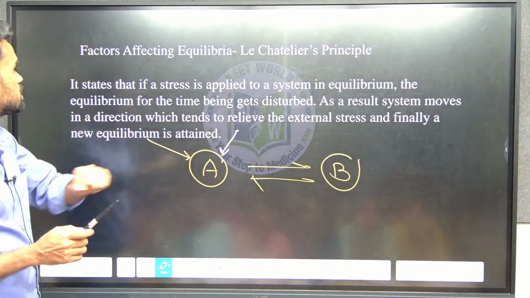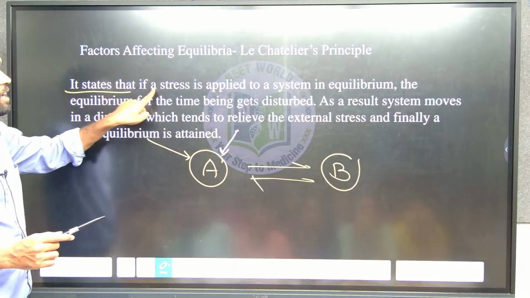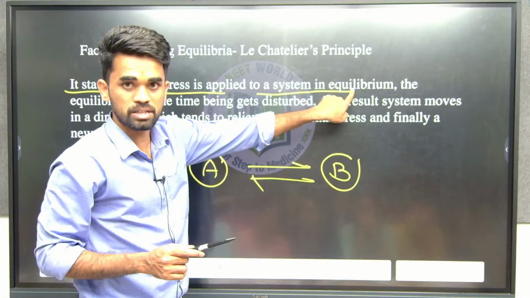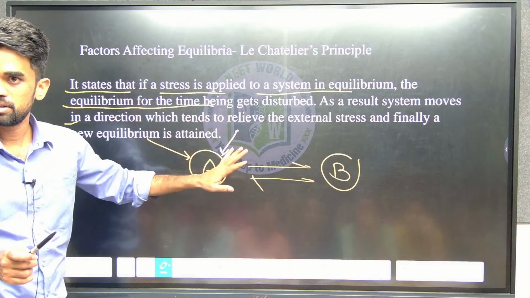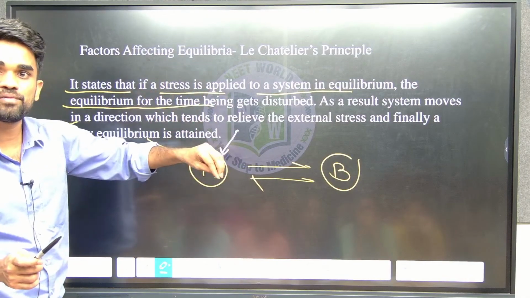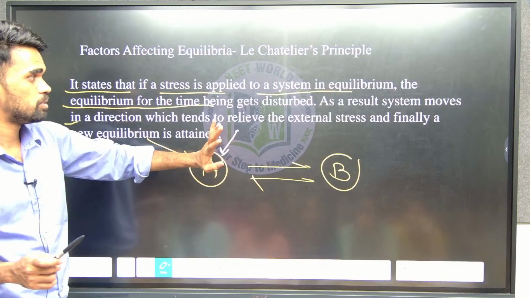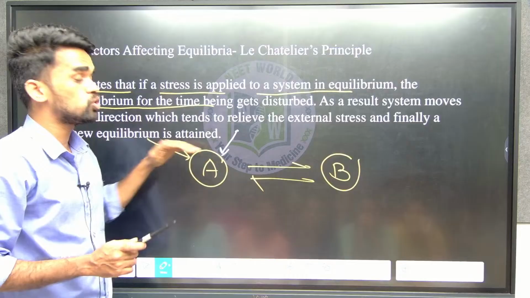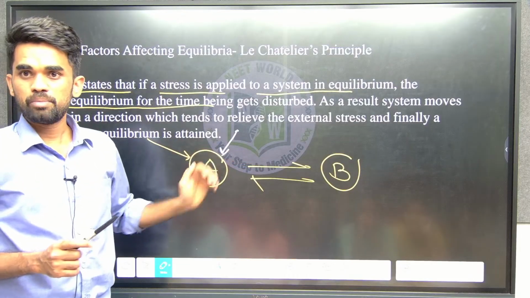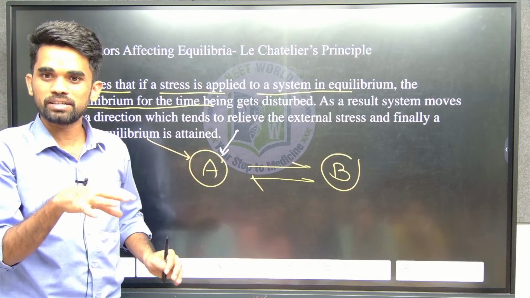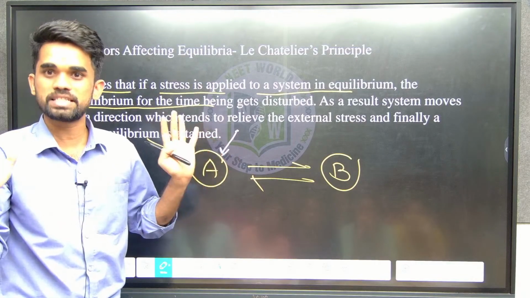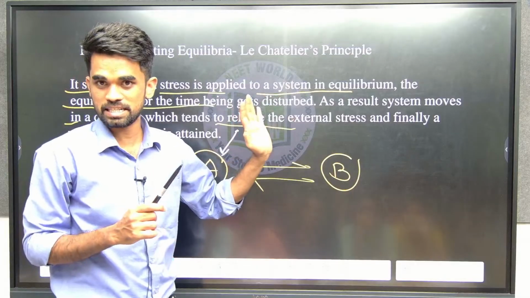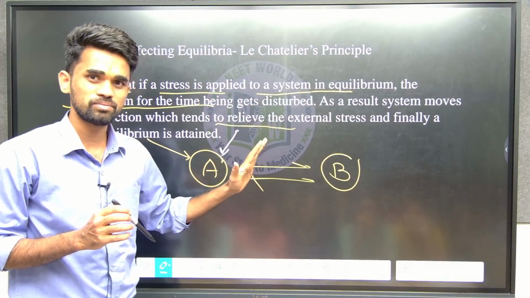Now read this. It states that if a stress is applied on an equilibrium system, then the equilibrium for the time being gets disturbed. You are applying some stress, therefore equilibrium will get disturbed. So as a result, the system moves in a direction to nullify that stress. Nullify means to cancel out that stress, to relieve that external stress. What do we mean by nullify here?